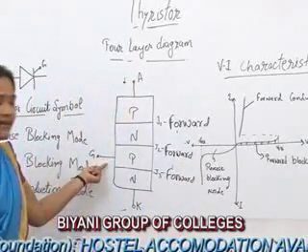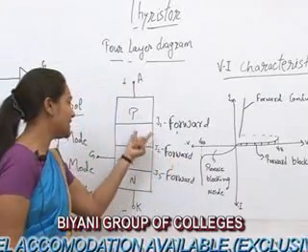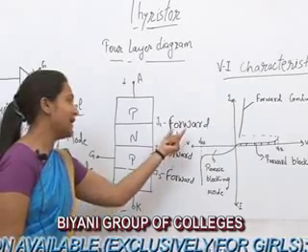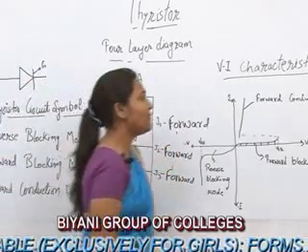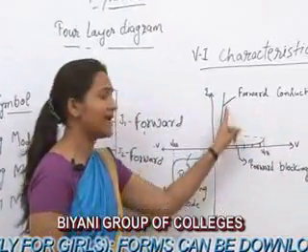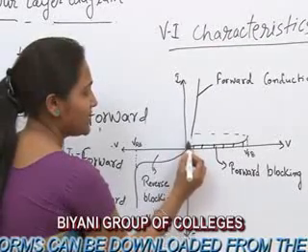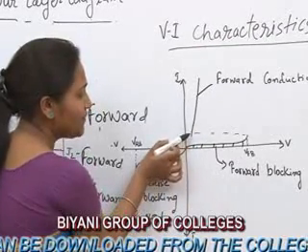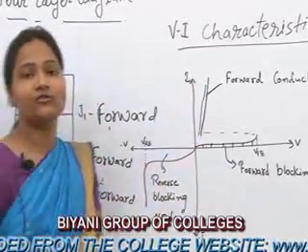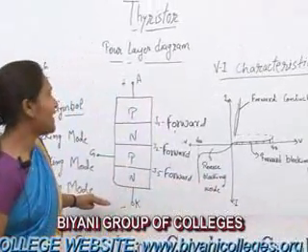Now when sufficient gate triggering is provided, junction J2 comes into forward conduction mode, and all the 3 junctions required for proper conduction are now in forward conduction mode. The proper forward conduction mode can be shown in this VI characteristic with this line graph. We see that a small or minute rise in voltage brings a major rise in current. This is what is known as the forward conduction mode. Now this completes the working of the thyristor.